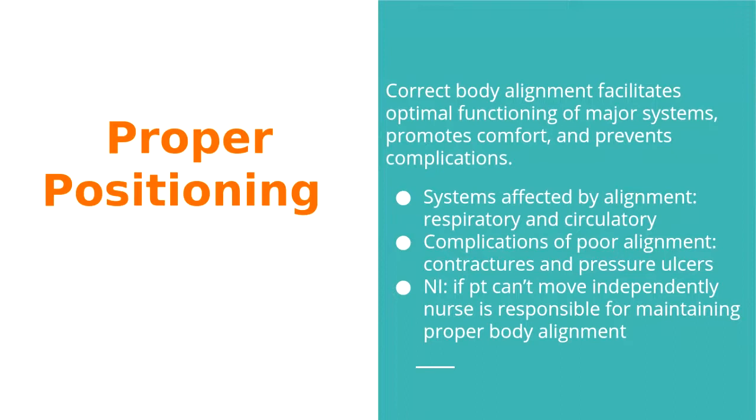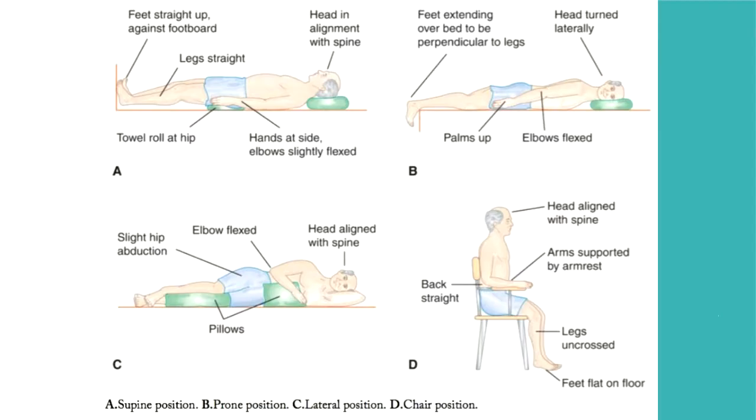The complications of poor alignment include contractures and pressure ulcers. And a really important nursing indication for proper positioning is that you have to be very cognizant of the fact that some patients are not able to move their bodies, such as quadriplegics, stroke patients. And so you have to be responsible of maintaining proper body alignment and rotating a patient as per your hospital's standards. So over here, I just have supine position, prone position, lateral position, and chair position.